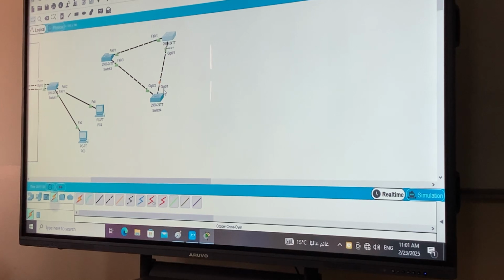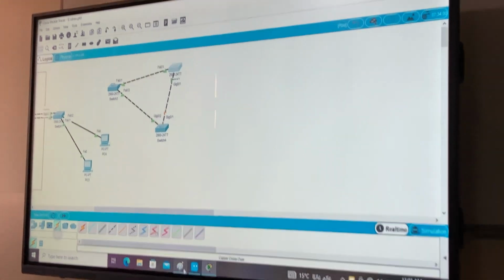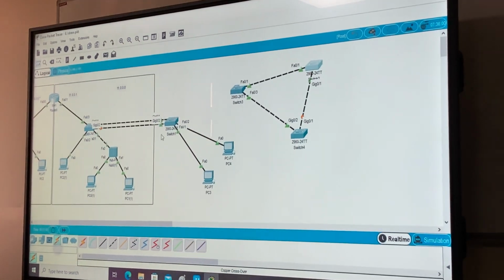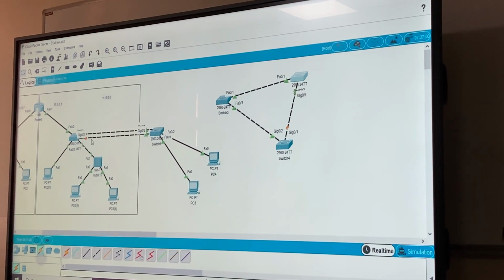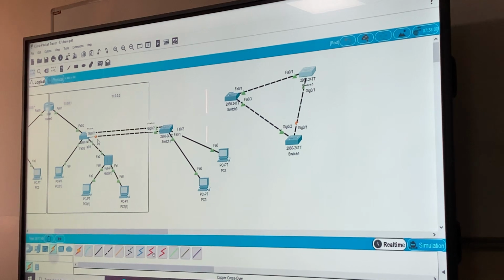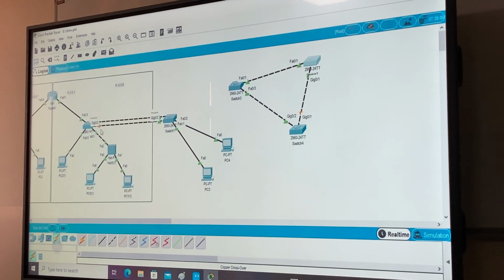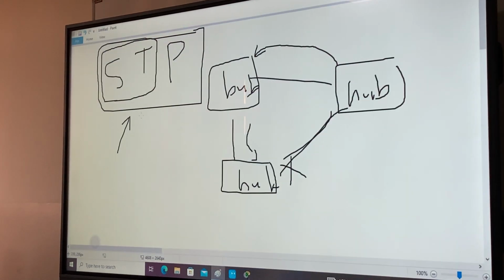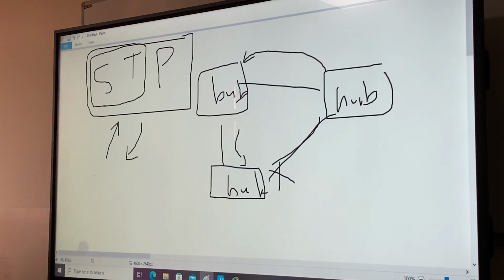Our topic is not about spanning tree. I want to show you why I explain spanning tree: when I connect 2 cables together, spanning tree will work, see? So you have a red dot here. You see the red dot? So only one cable is working. To solve this problem, another protocol will be implemented called EtherChannel.